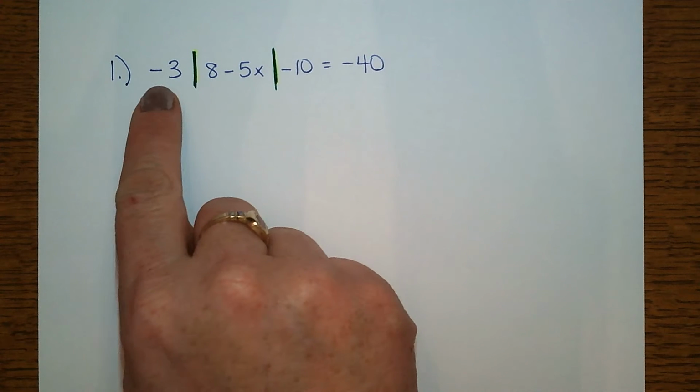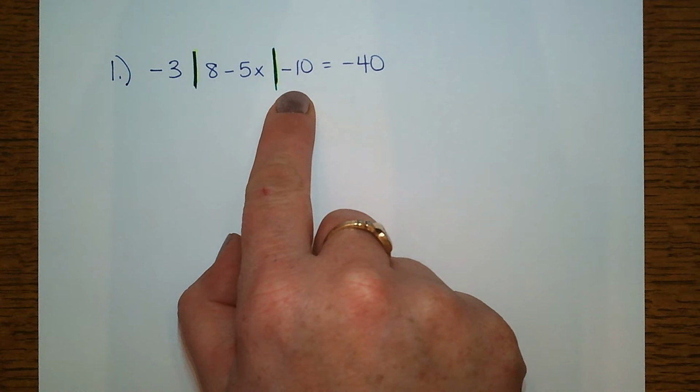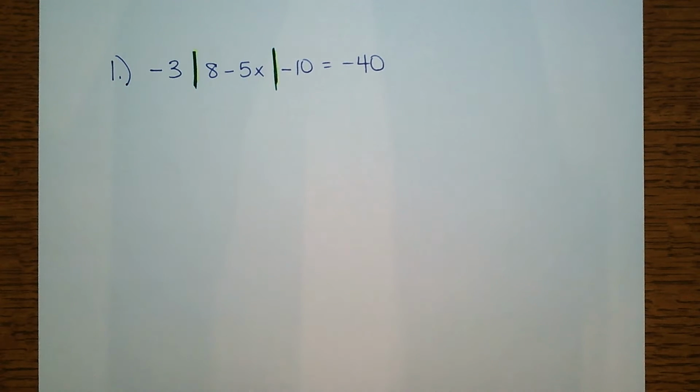Now, I've got some things that are outside of the absolute value bars as well. I have a negative 3 and I have a minus 10 or a negative 10. But you have to make sure that you solve this equation in the correct way. Just like any other equation, there are certain steps you have to follow, and they have to be in the correct order.